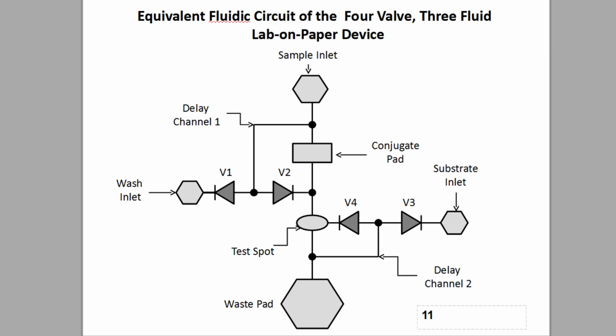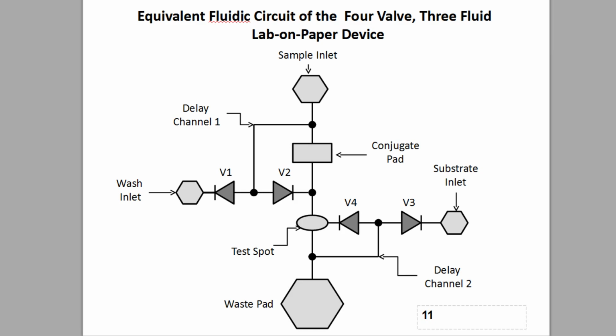Now back to the sample inlet. You see that a portion of the sample flows in delay channel 1. When this fluid reaches diodes V1 and V2, it bridges them, allowing the wash to flow towards the central channel and over the test spot and remove any excess detection antibodies tagged with ALP. The delay channel, as you can imagine, is drawn long enough so that the sample fluid has time to pass the test spot before the wash is activated.